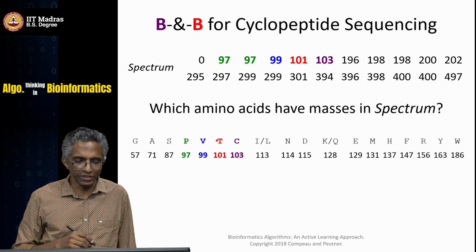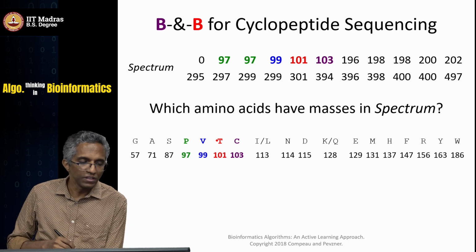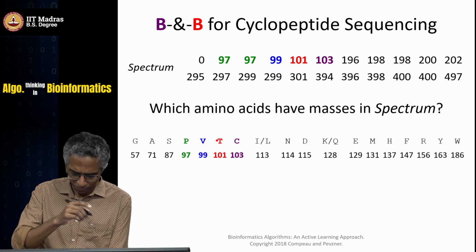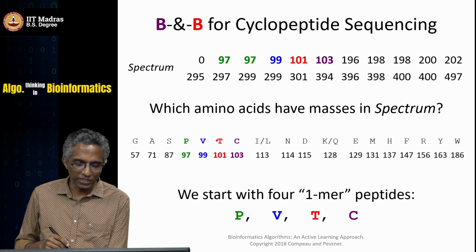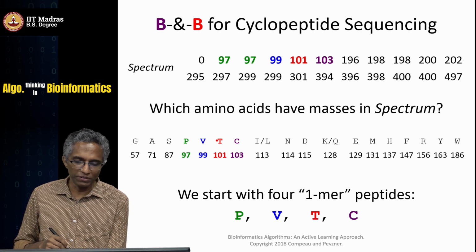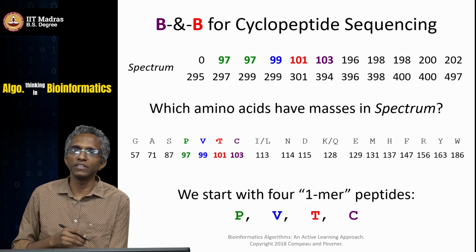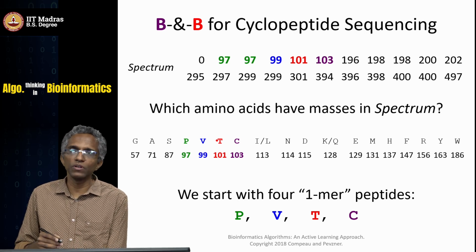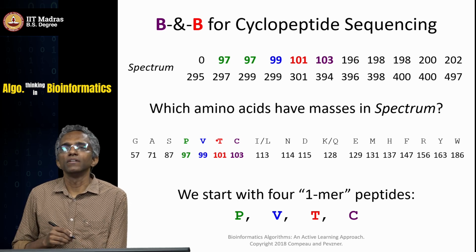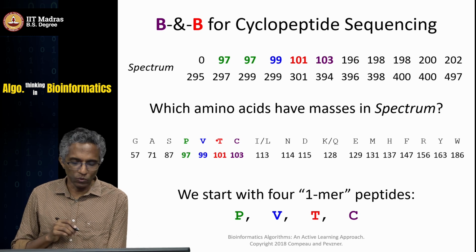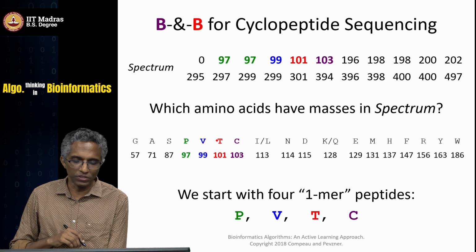So that is what is shown here. P, V, T, C may be present in the input peptide, okay? So we will start with these 4 1-mer peptides, PVTC. This is the initial candidate solution part. Then we will branch and try to add one more letter, one more amino acid, to each of these 1-mers to make them into 2-mers, okay?